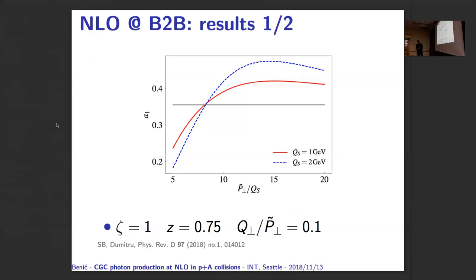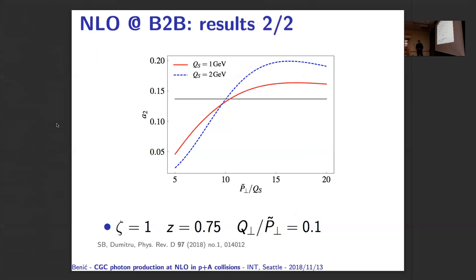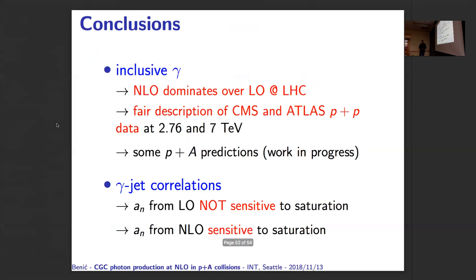The flat line that you see here would be the result of a leading twist calculation. So you still get angular harmonics even at the leading twist, but it's just a flat line. So the point is that if you have some saturation physics in your calculation, then you get some shape, some non-trivial function for the angular correlations, and for the second harmonic, it's similar. But the overall scale is smaller because you have this additional Q over P tilde suppression. So yeah, basically that's all, and these are my conclusions. So I leave it at that.